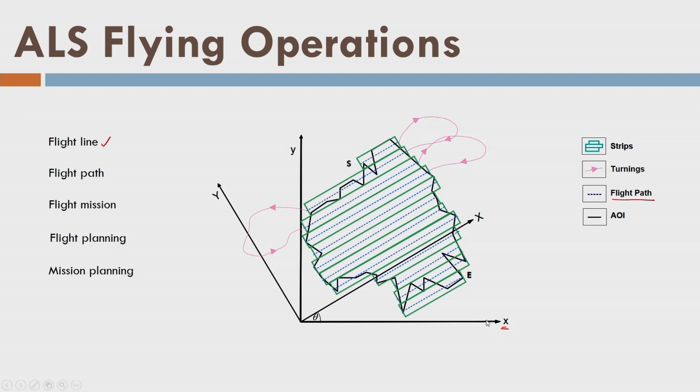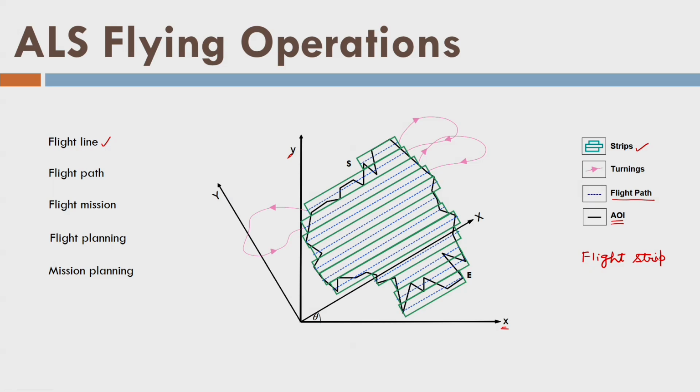This is my map here, shown by XY, and we have an area of interest, written here as AOI and indicated by the black line. You can see a closed polygon indicating the AOI. Now we have divided this AOI into parallel lines, and each parallel line is called a flight strip. The center line of the flight strip is called the flight path, which is nothing but the vertical projection of the flight line, right?